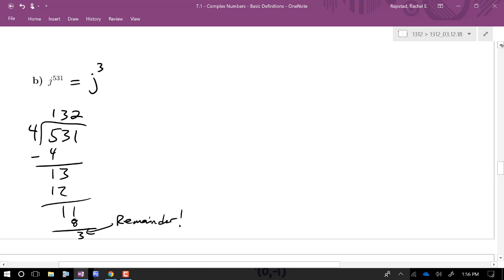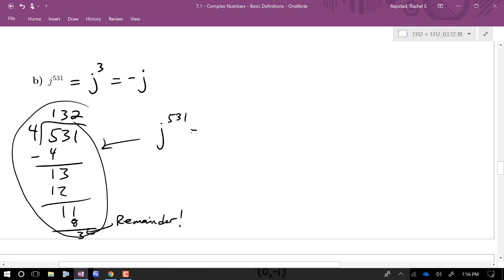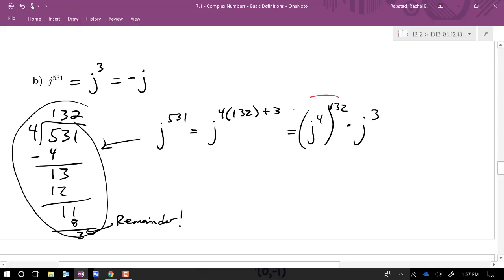We could show it out using the algebra with the exponents the way we did before, but it'll just be j cubed, and we've already seen from the top of the page that this is equal to negative j. So if I wanted to use the rules of exponents, we'd say j to the 531 is equal to j to the 4 times 132 plus 3, and this is j to the 4 to the 132 times j cubed, and j to the 4th we know is equal to 1.